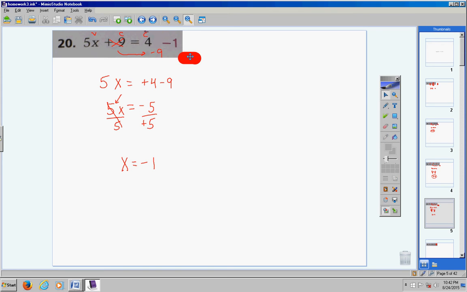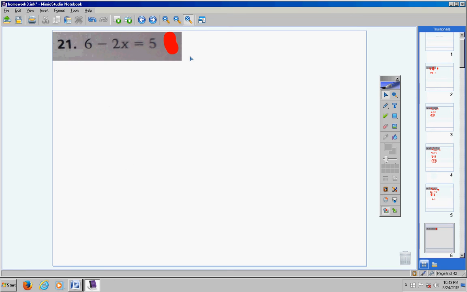Moving on to the next problem. This is pretty simple, but it still might be a little tricky. Don't forget the negative sign here is attached to this term. It's a -2x. Okay, step 1, simplify both sides. There's no simplifying I can do here or here. Step 2, eliminate fractions or decimals. There are none.